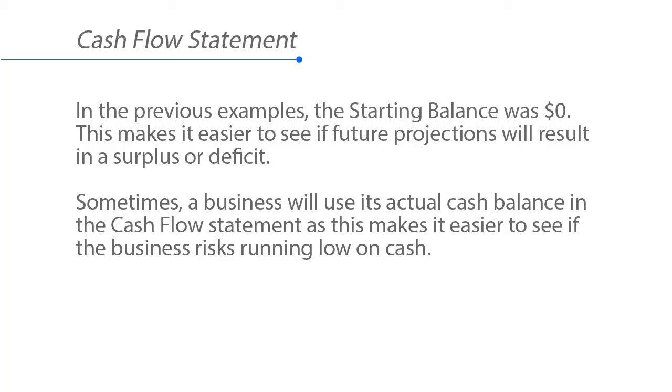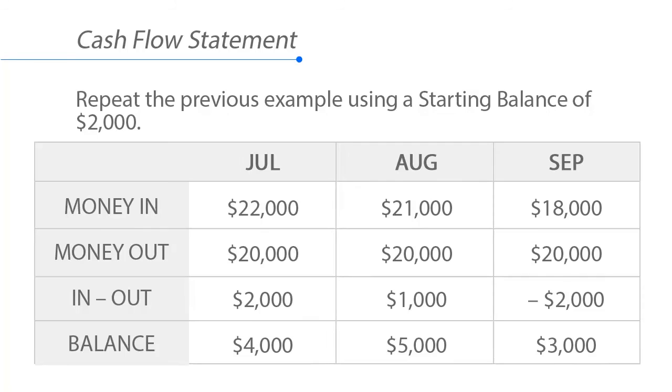But sometimes the business will use its actual cash balance in the cash flow statement, as this makes it easier to see if the business risks running low on cash. Let's repeat the previous example using the starting balance of $2,000 instead of 0. So in July, we end the month up $2,000, but we also started July with $2,000 in cash. So we add the $2,000 to the $2,000 we started with for a total running balance of $4,000.